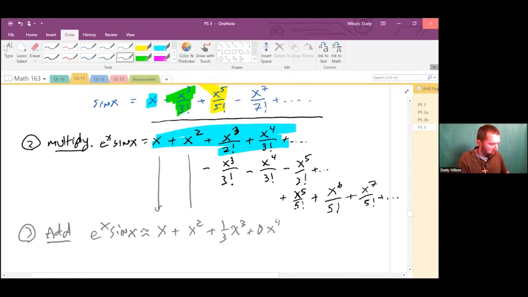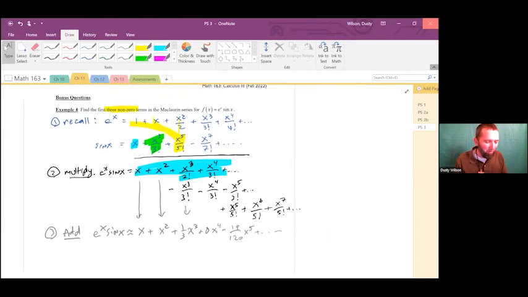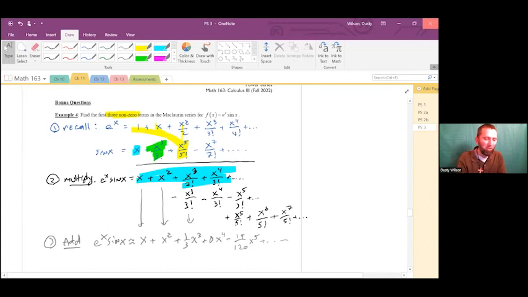Negative 1 over 6 plus 1 over 120. So this would be minus 19 over 120 x to the 5th, plus and so on. It's going to continue on forever and ever. But it's like multiplication elementary school style, but you're now doing it with infinitely long polynomials, which is kind of rad. So all together, we have found the first 3 non-zero terms in the Maclaurin series for f of x equal to e to the x times sine x.